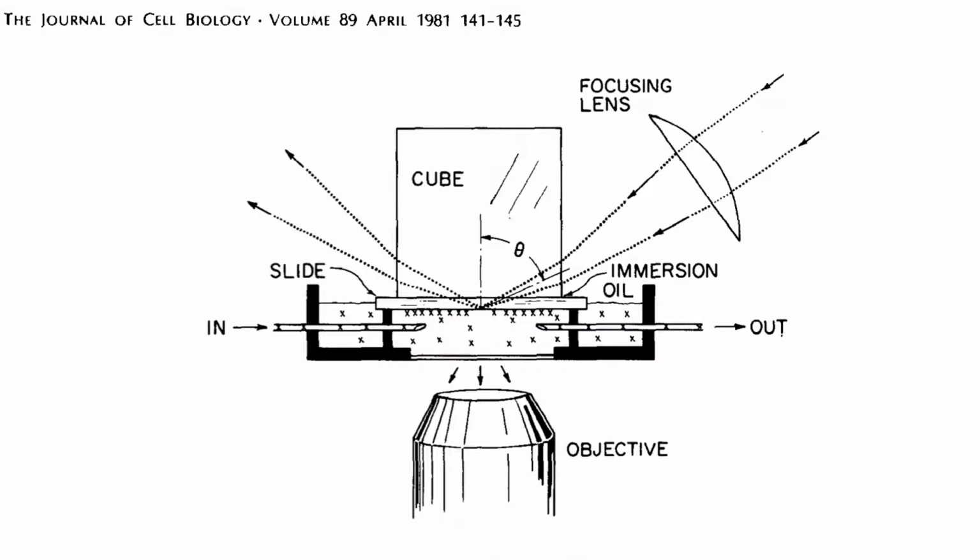Here's a close-up schematic of the prism-based configuration sample chamber. Cells were cultured upside down on the glass cover slip, and the chamber was sealed, allowing for continuous fluid exchange. Upright microscope versions of the same configuration have also been presented by Axelrod's research group.